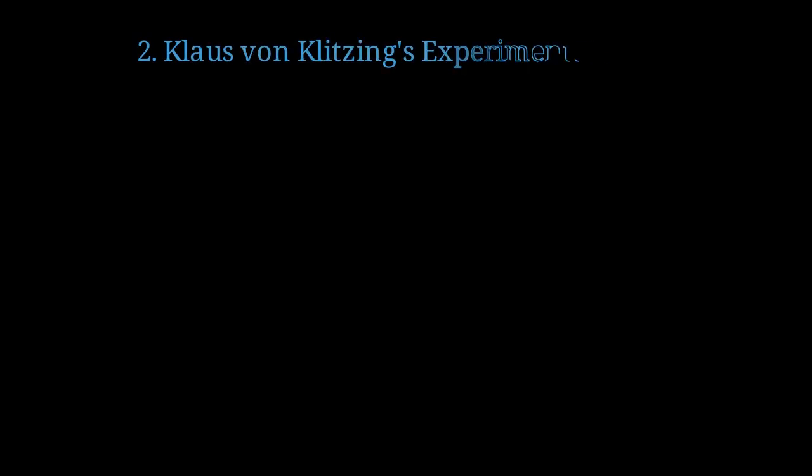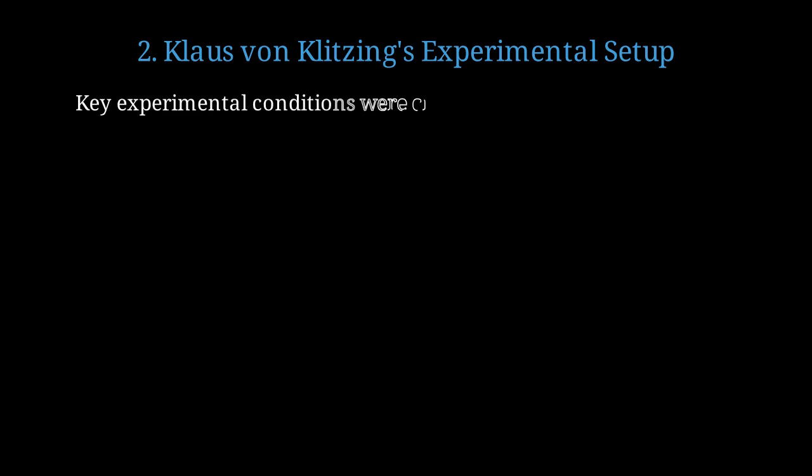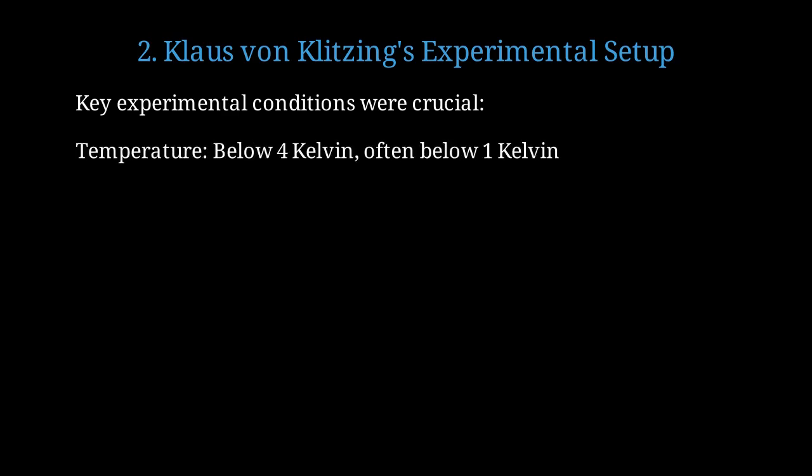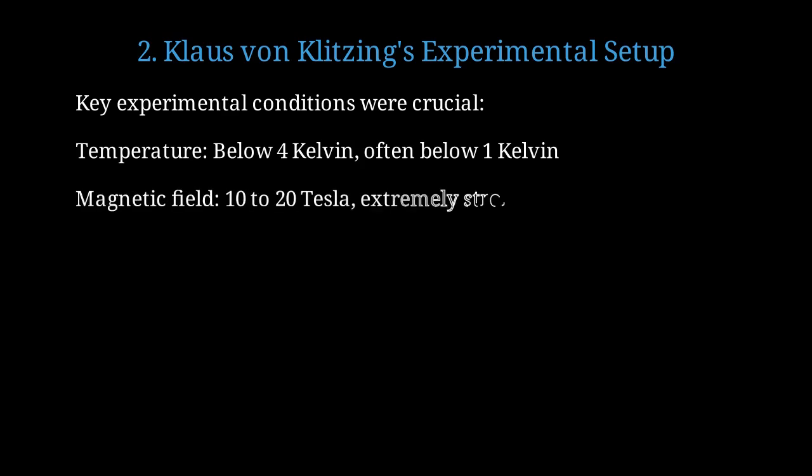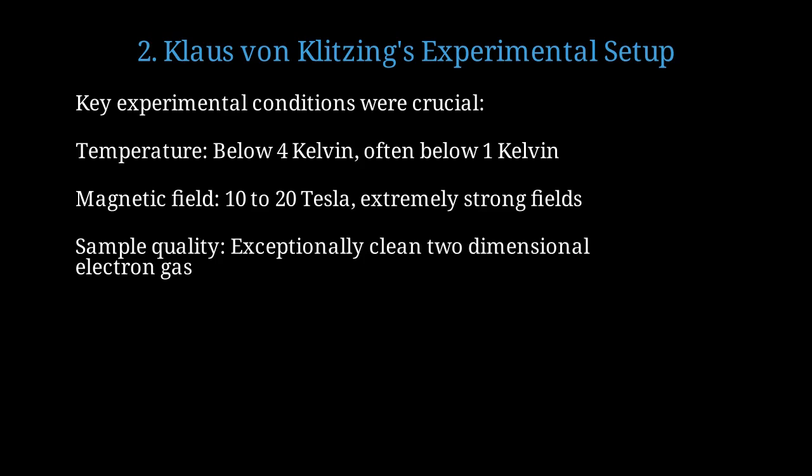In 1980, Klaus von Klitzing performed a groundbreaking experiment using a silicon MOSFET device. The experimental conditions were absolutely crucial for observing the quantum Hall effect. First, extremely low temperatures were needed, typically below 4 Kelvin, often even below 1 Kelvin. Second, very strong magnetic fields were required, ranging from 10 to 20 Tesla. Third, and most importantly, the sample had to be exceptionally clean, forming a true two-dimensional electron gas.